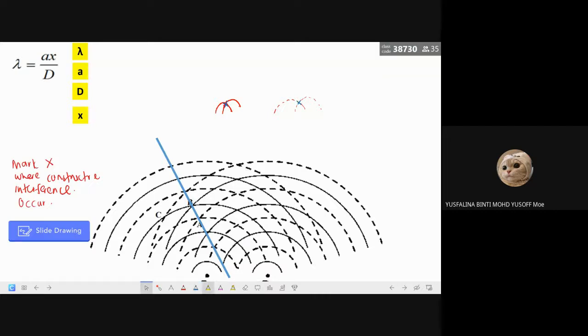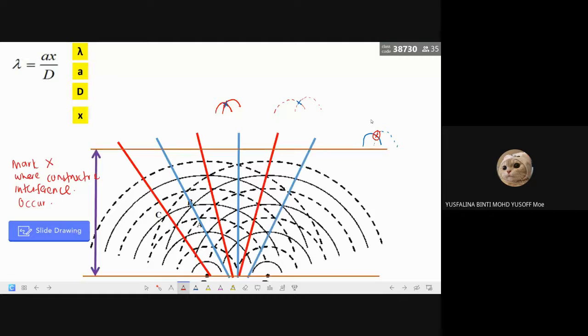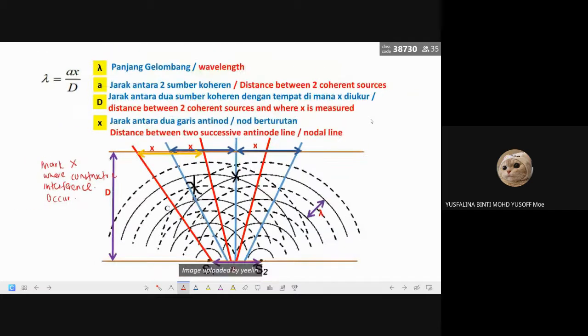For the destructive, let's say this is the crest and this one is the trough. When they overlap here, this is the destructive. Right, so let's see your answer. Okay, correct. Yeah, very good.